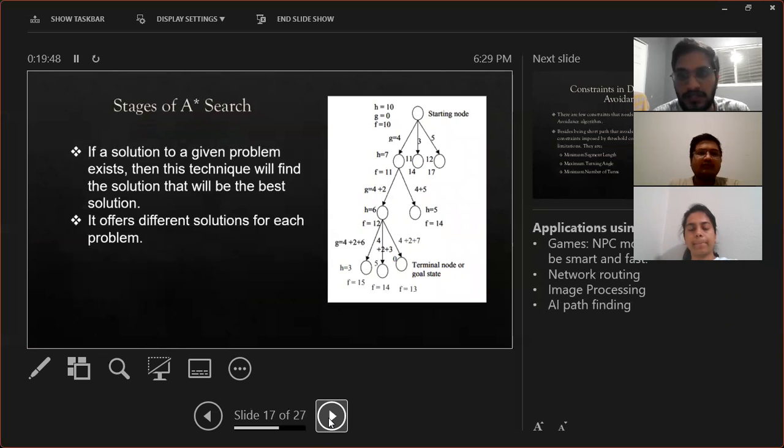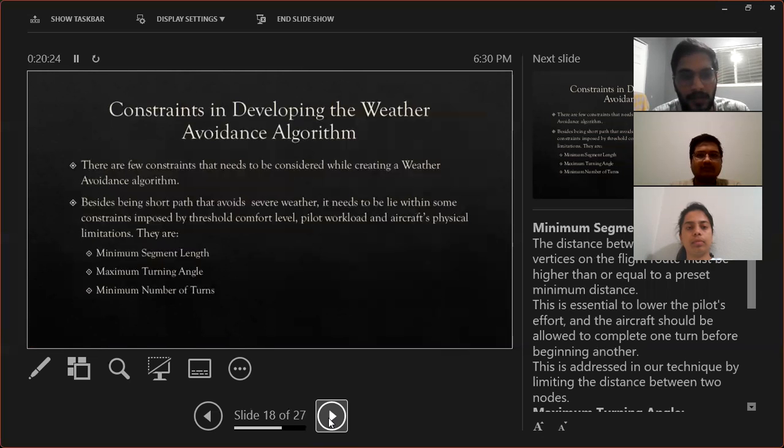Here we can see different stages involved in the A-star search algorithm. As my teammate mentioned, there are different scenarios. We can go from the start node to the end node. If there are multiple solutions available for one problem, the A-star search algorithm will efficiently provide the best solution among those solutions. It can also offer many different solutions as a result. The best scenarios where the A-star algorithm is implemented are AI pathfinding, image processing, network routing, and also in game environments. Coming to next slide.